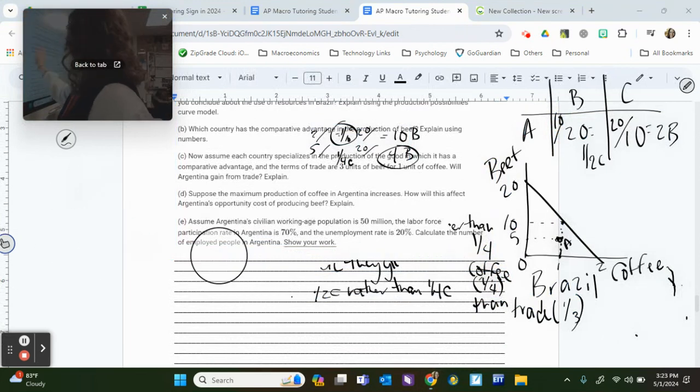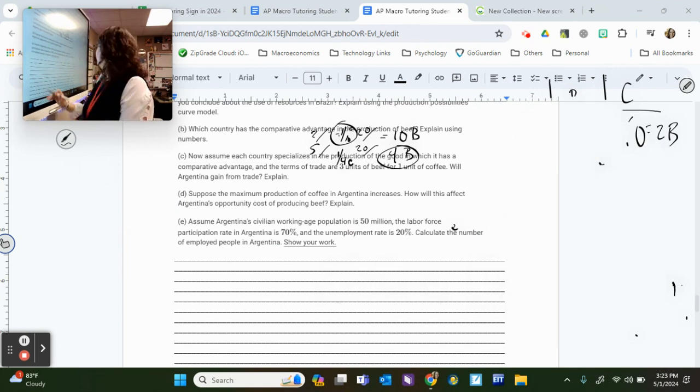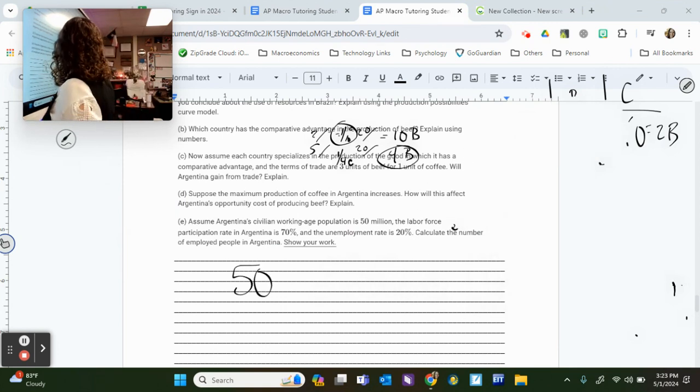We are money. Time is money. Apparently, people are money. Okay. 50 million. This is population.